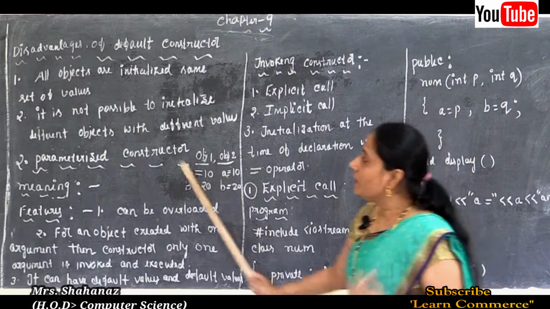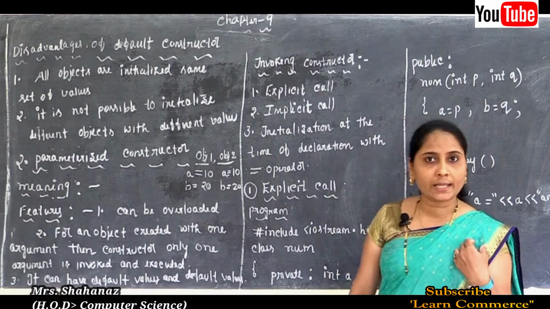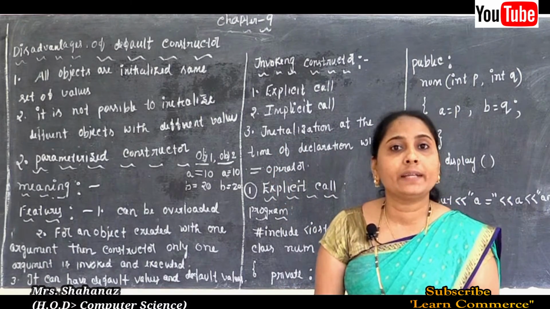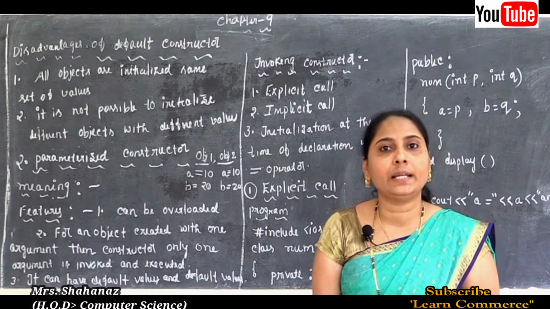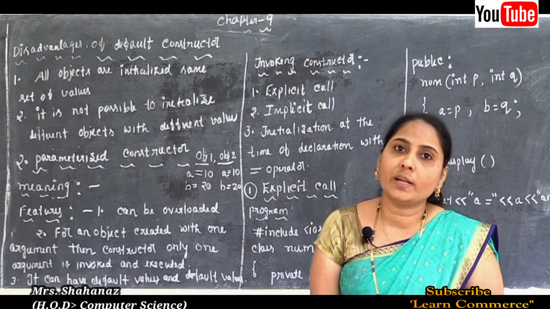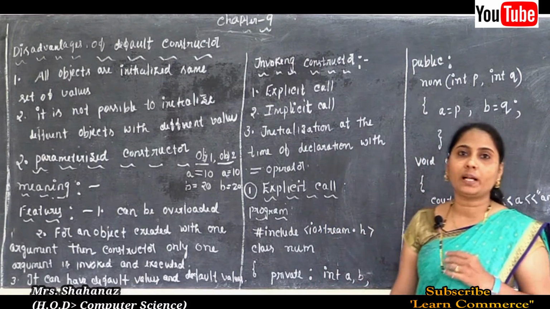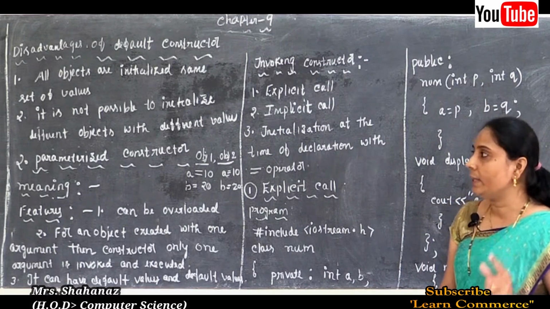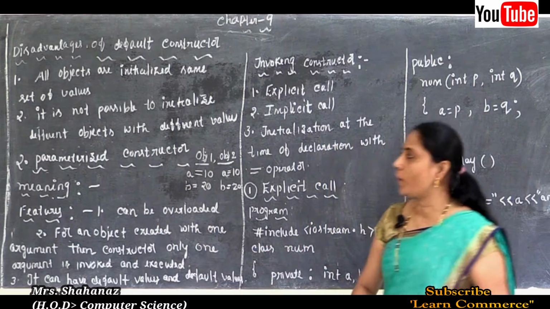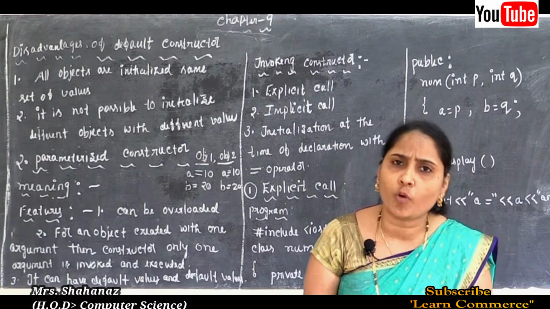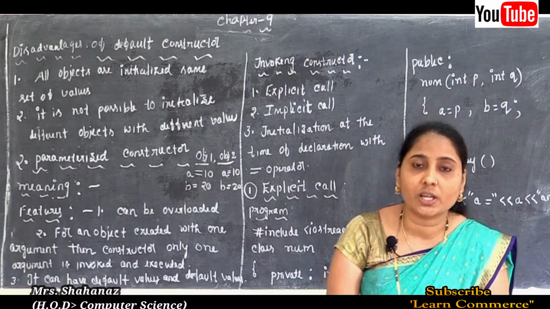So now we know the features, syntax, example and disadvantages of the default constructor. I already said there are three types of constructors: the first is the default, the second is the parameterized, and the third is the copy constructor. Now the second type is the parameterized constructor. What do you know about the parameterized constructor, and what is the difference between the default and the parameterized constructor?